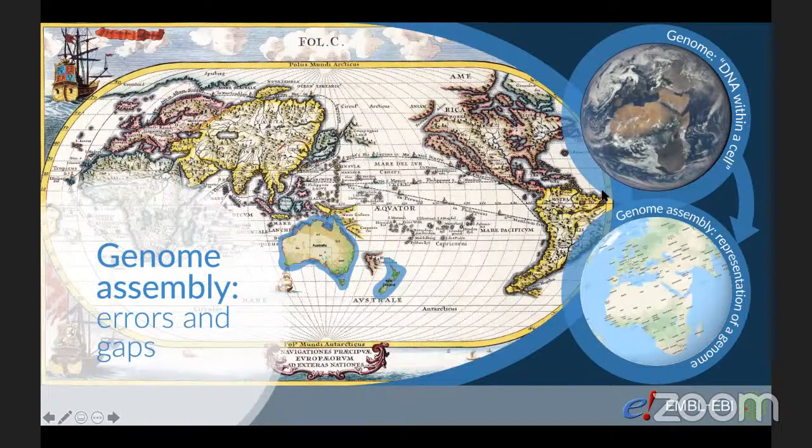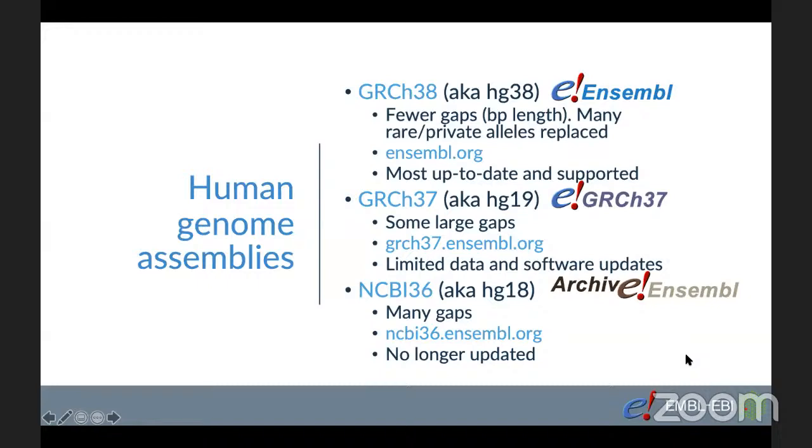I have muted all. So the bottom line here is that the genome assemblies do change and are being improved upon, okay? And that brings me to the different versions of the human genome assemblies. We are currently using the newest genome assembly, GRCh38, which has the shortest gap length. Also, many rare and private alleles previously found in the human reference have been replaced with the more common alleles.